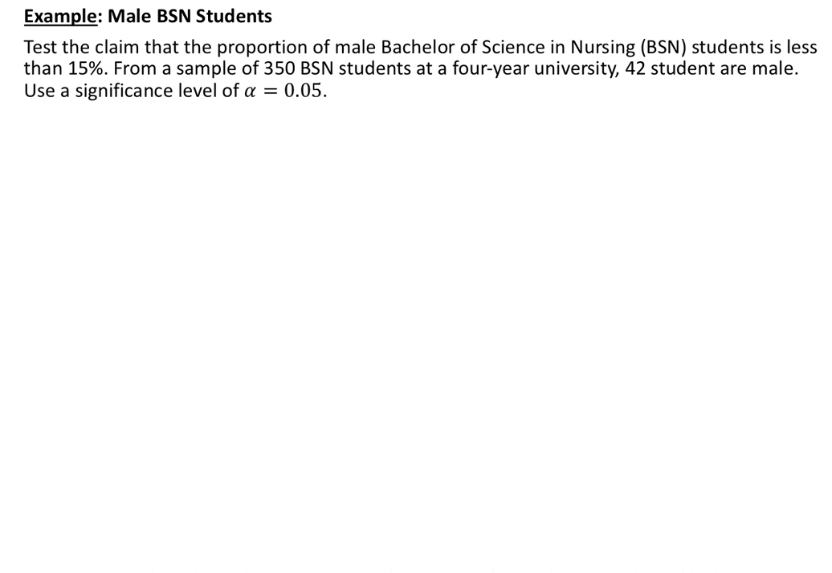Let's do a hypothesis test where we test a claim about a proportion value, where that proportion P represents the proportion of male BSN students. To do a hypothesis test, we're going to follow several steps. I'm going to break it down into basically 6 steps, where the first step is to write our null and alternative hypotheses. To help us write them, let's take a look at the original claim.